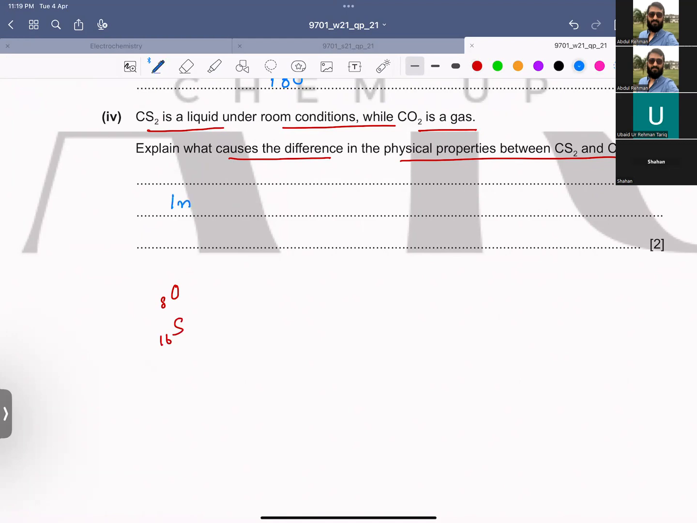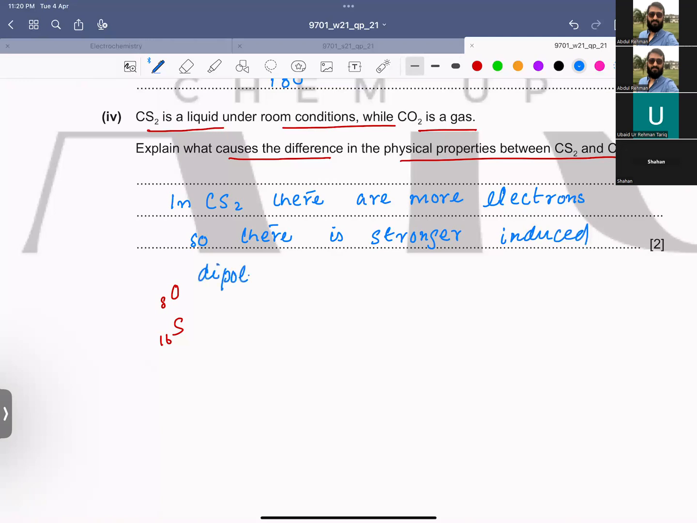So it clearly indicates that in CS2 there are more electrons. So there is a stronger induced dipole.